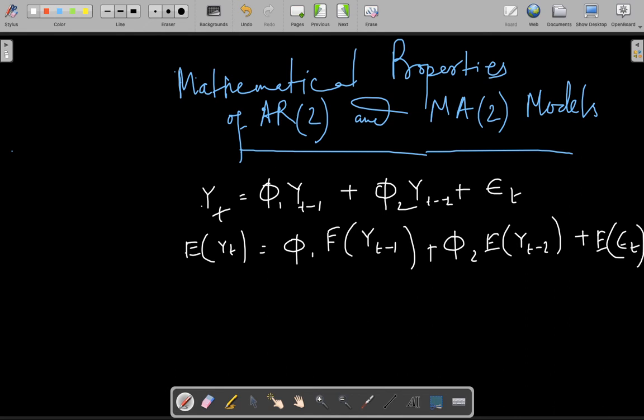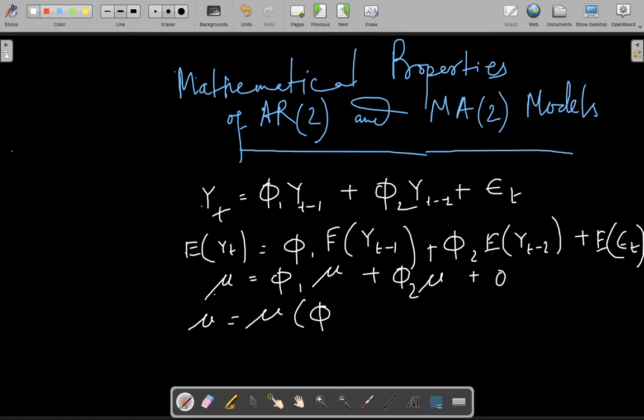Now you remember that in case of higher order AR models, we always assume stationarity first, and then see what result we get. If we assume stationarity, then expectation of y_t is going to be some constant mu, and then I have phi 1 mu, because mu itself is constant, then phi 2 mu, and of course the error term is 0. So I have mu equal to mu times (phi 1 plus phi 2), which means phi 1 plus phi 2 is basically 1.